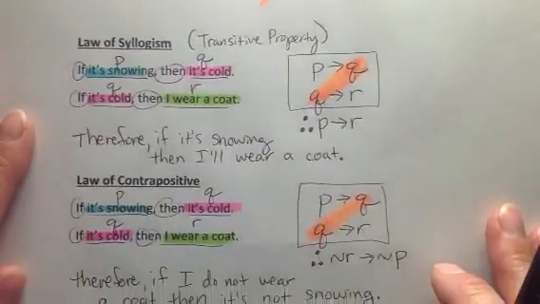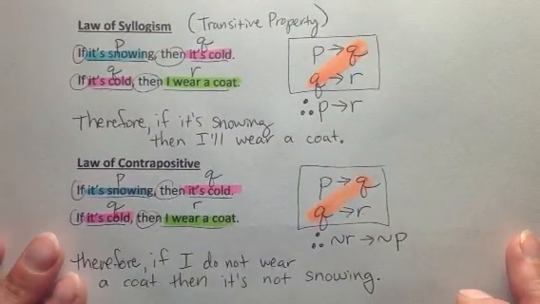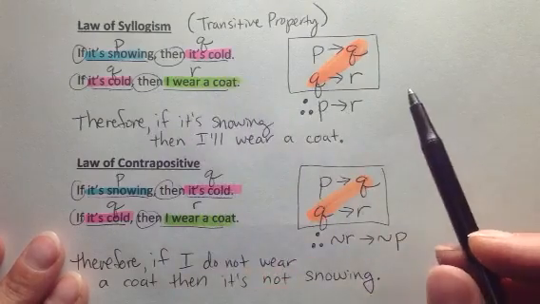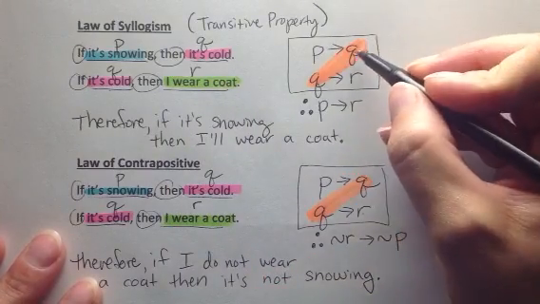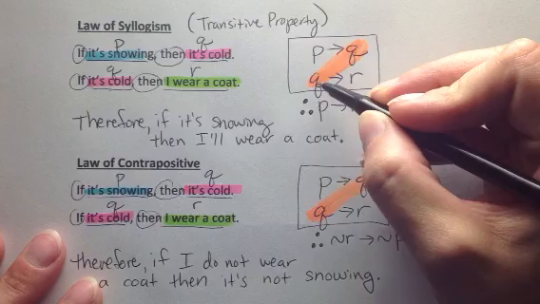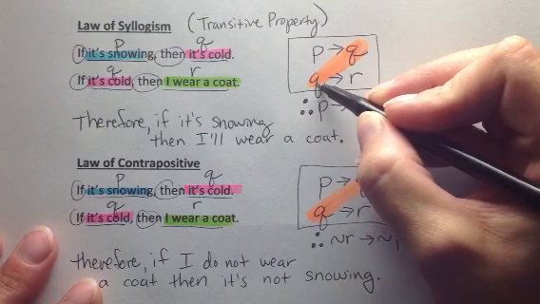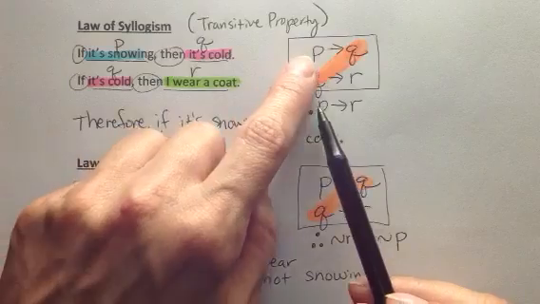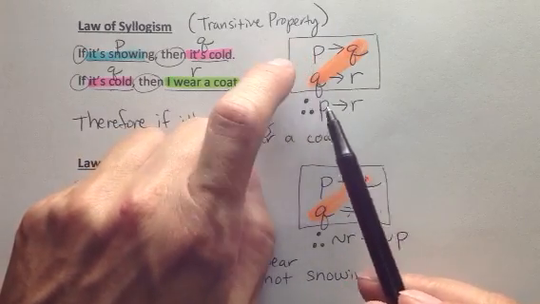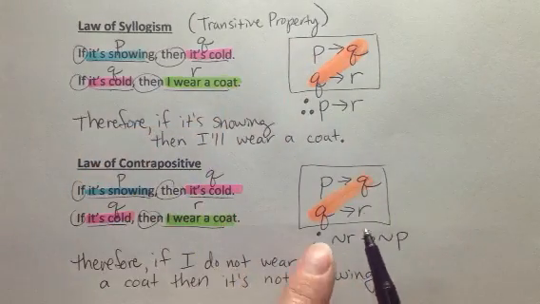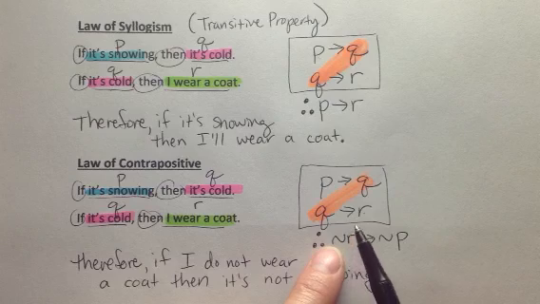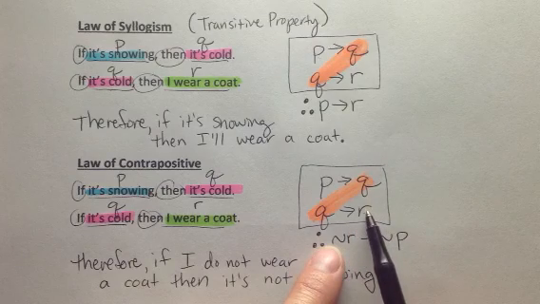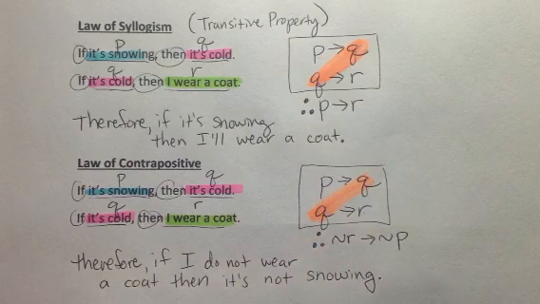And then I have two laws dealing with two conditional statements. These work if and only if the first conclusion is the second hypothesis. When that happens, I can make two conclusions. The first one is that the first will lead to the last, so if P then R. But the contrapositive of that is also true. So if not R, then not P is the second conclusion that I could make given those statements.